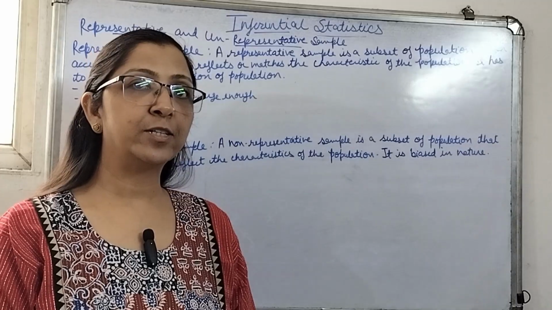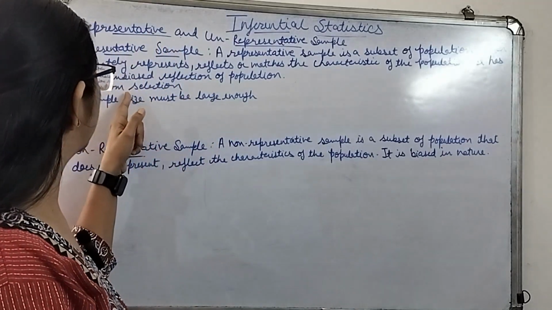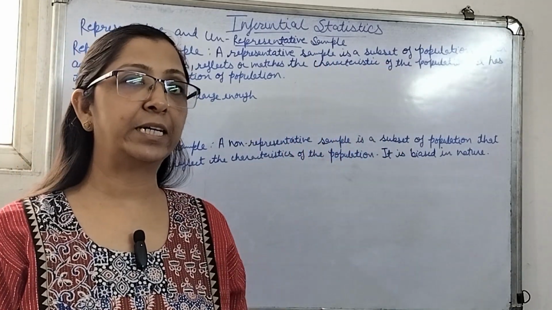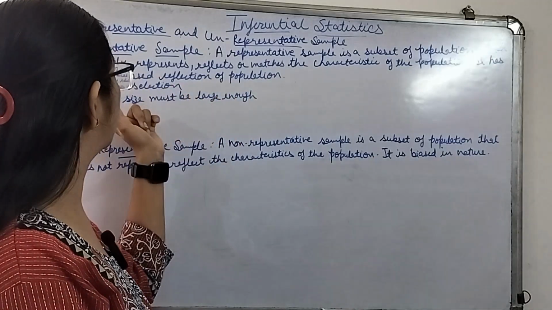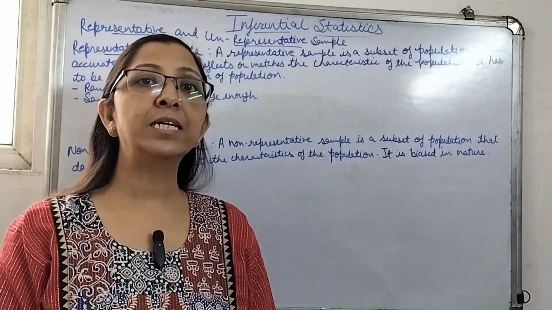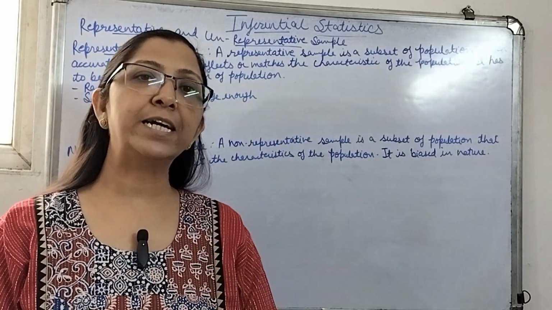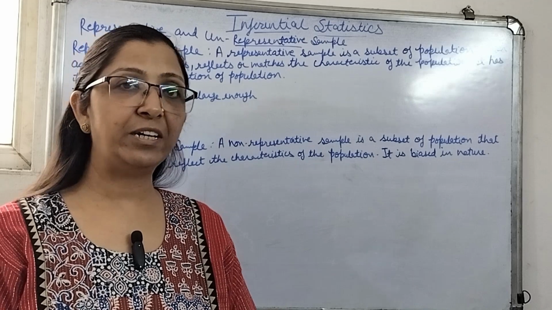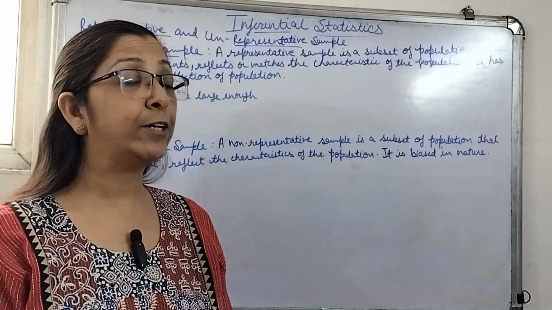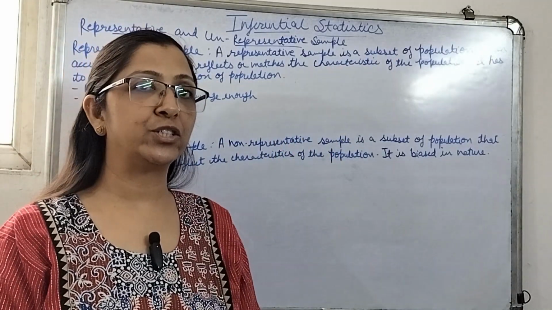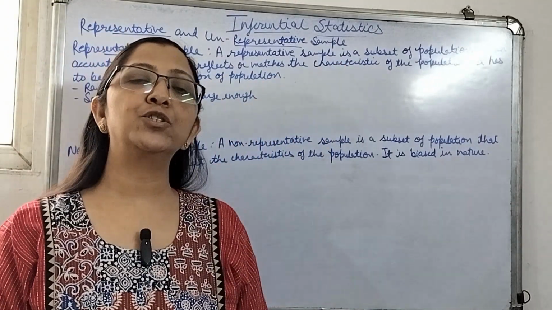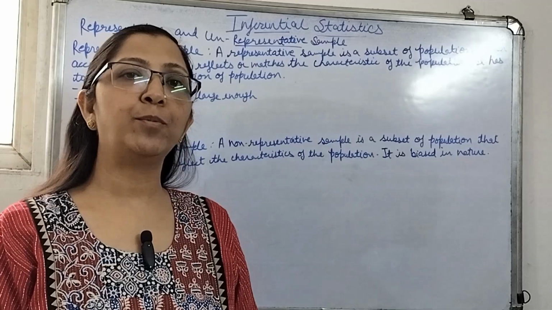If this is the condition, then such types of samples are known as representative samples. Now what are the characteristics of your representative sample? The selection should be random. Whatsoever sample we are taking out from the population, the selection of these samples should be random. It should not be biased. And the sample size must be large enough. That means the sample should be big enough. If your sample size is small, that means if fewer events or experiments or people we are selecting, in that case your result won't be accurate. It won't be representing the whole characteristics of the population. And if the sample size is more, then it will be more accurate. That means it will show more accurately the characteristics of the population.